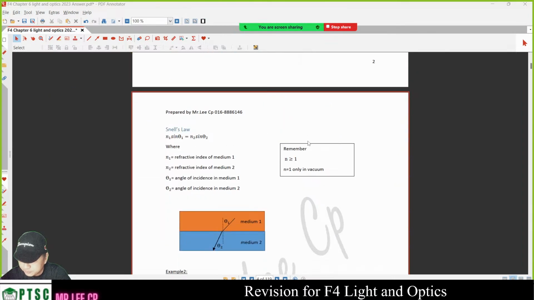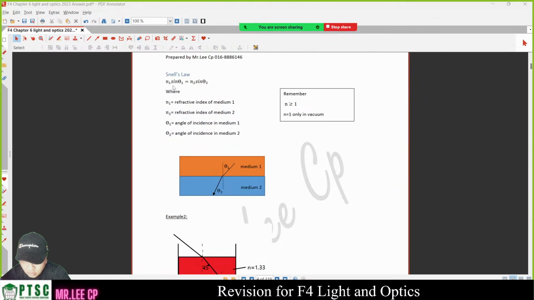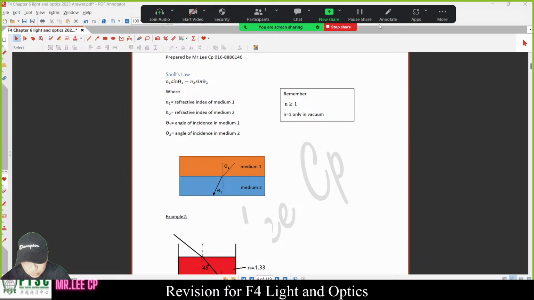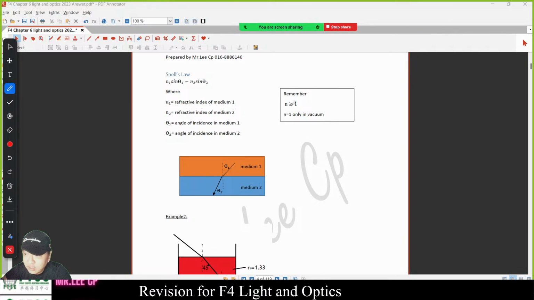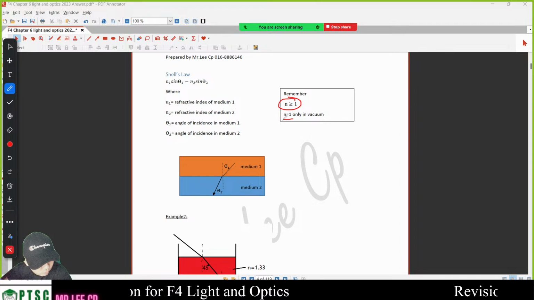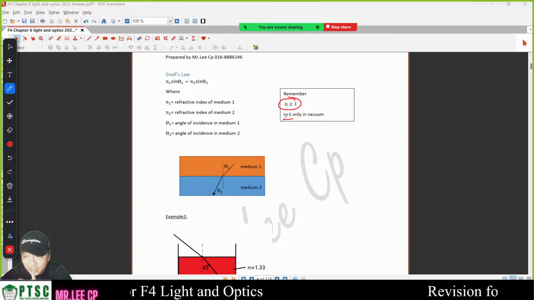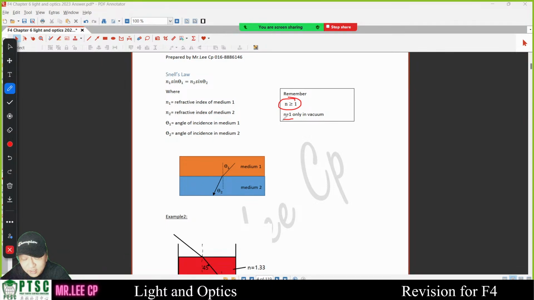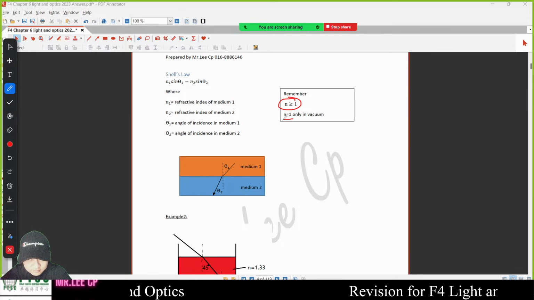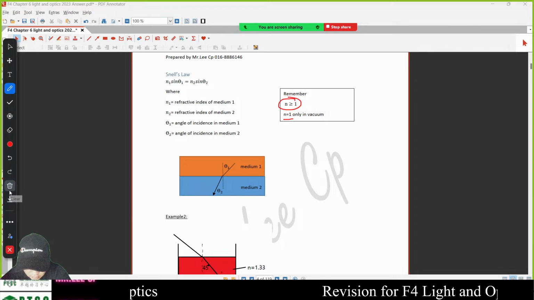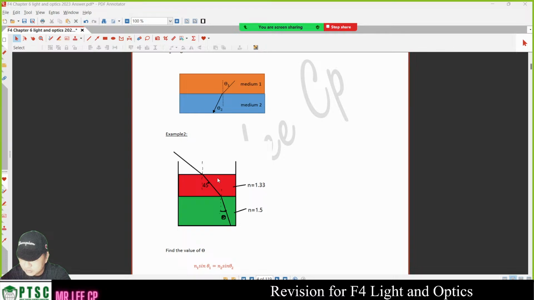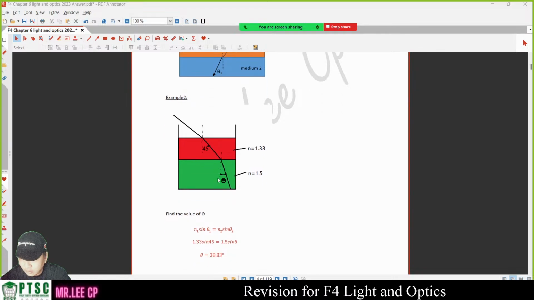Now, Snell's law. You need to know Snell's law: n1 sine theta 1 is equal to n2 sine theta 2. Remember that n is always more than 1. Only in a vacuum, n is 1, where there is no refraction. Now how to do this? I take one simple example.